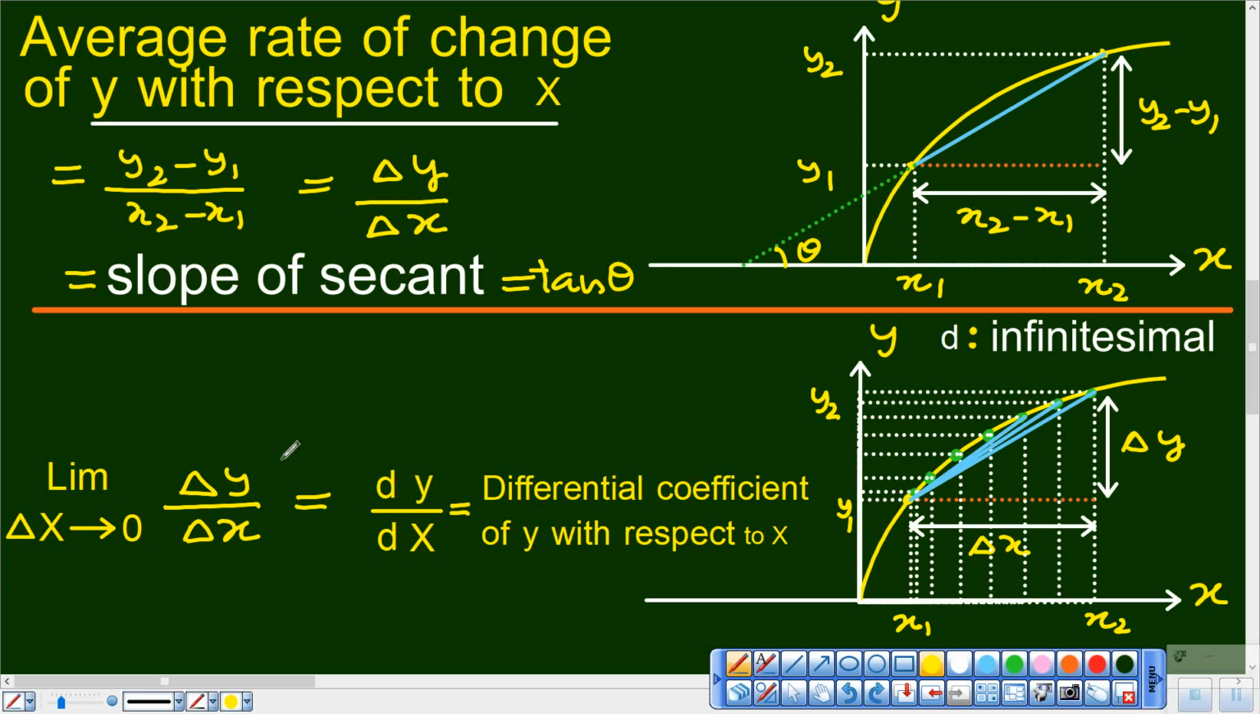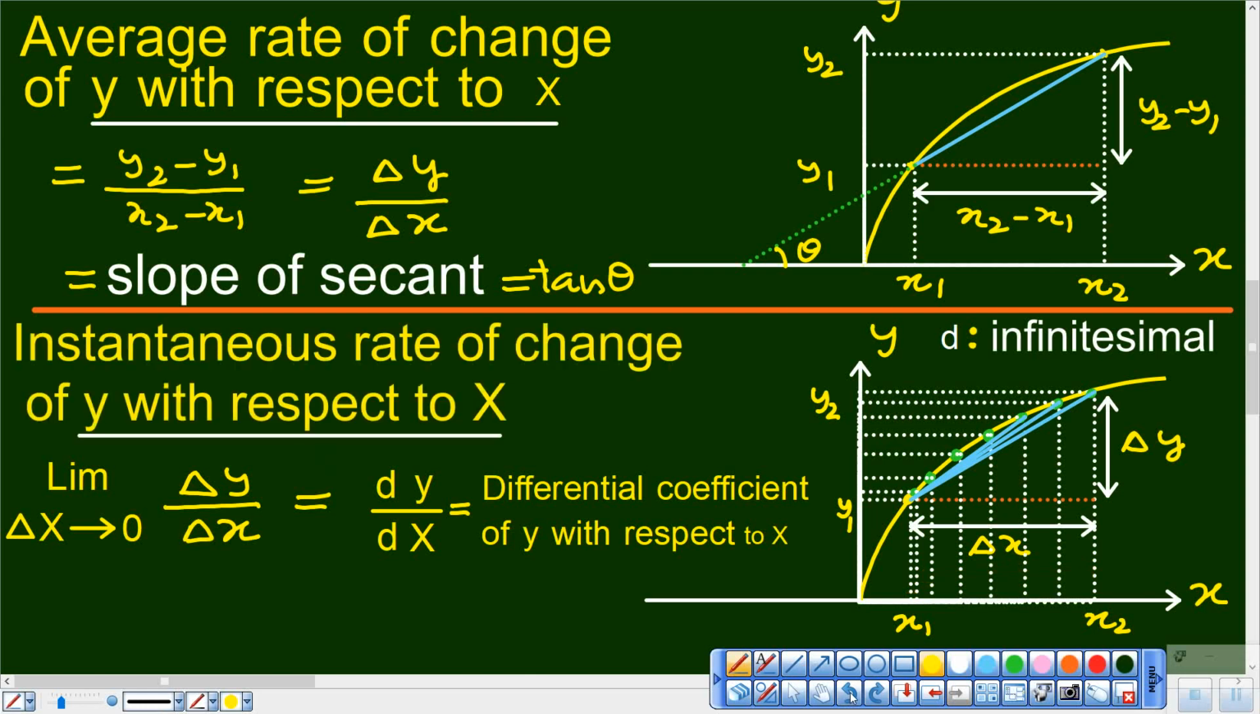What heading should we give to it? Of course, since my delta is becoming d, that is, from finite change we are going to very small change, the heading that we should give to it is instantaneous rate of change of y with respect to x. When the change was finite, it was average rate of change.